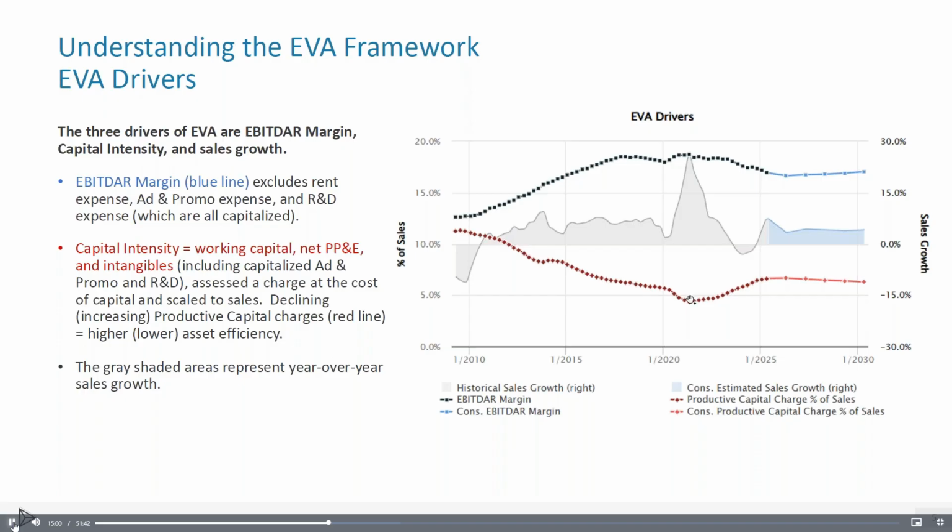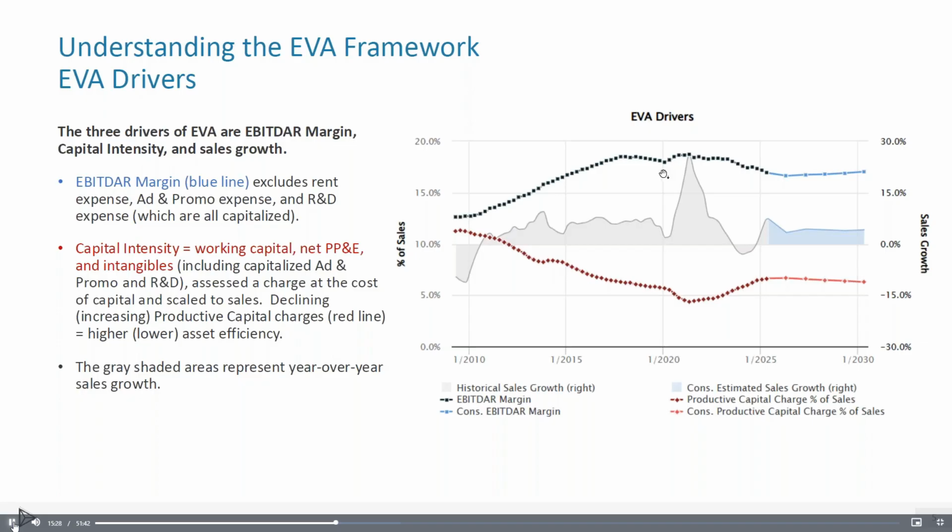So let's just conclude on those three things I've gone through. Sales growth, that's simply the sales growth on a trailing 4-quarter basis. The EBITDAR margin, that's our cleaned up P&L, true kind of profitability measure. And then the third one, capital intensity, that's the asset efficiency measure. So you can see for this company that actually from that 2010 period to 2020, so a decade-long period, all three EVA drivers going the right way.